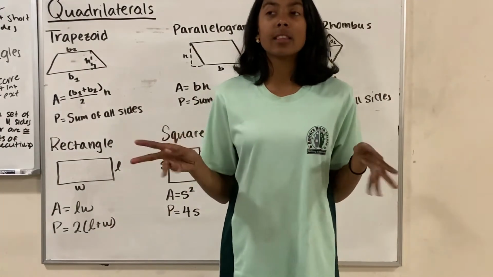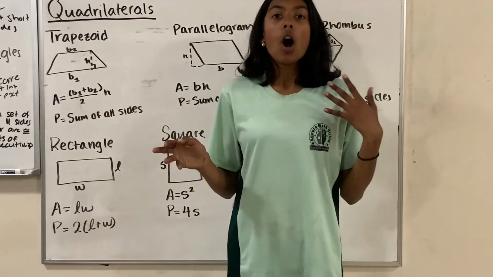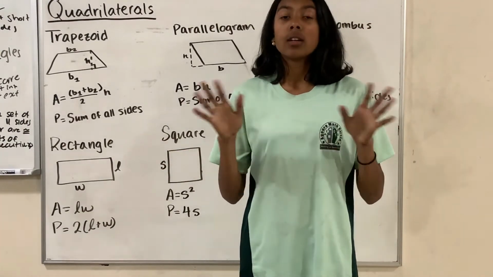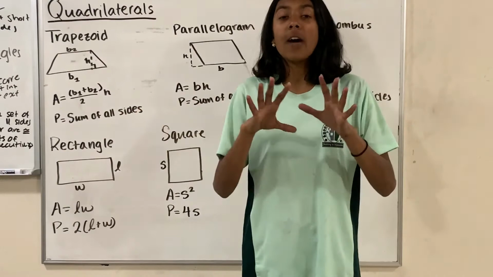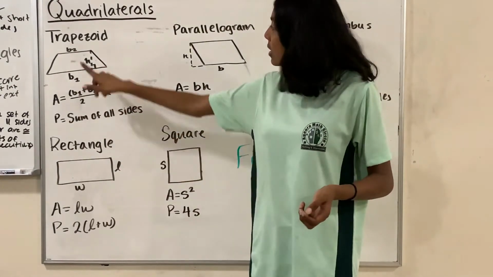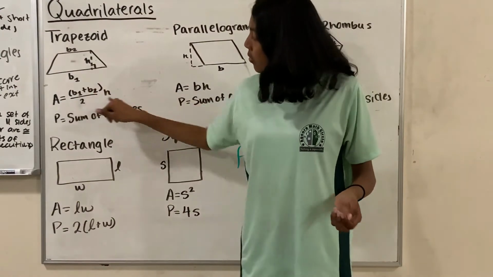So to find the area of a trapezoid, all you're going to do is base 1 plus base 2, so the sum of the bases, divide that by 2 and multiply that by h. It looks like this. Base 1 plus base 2 over 2 times height.